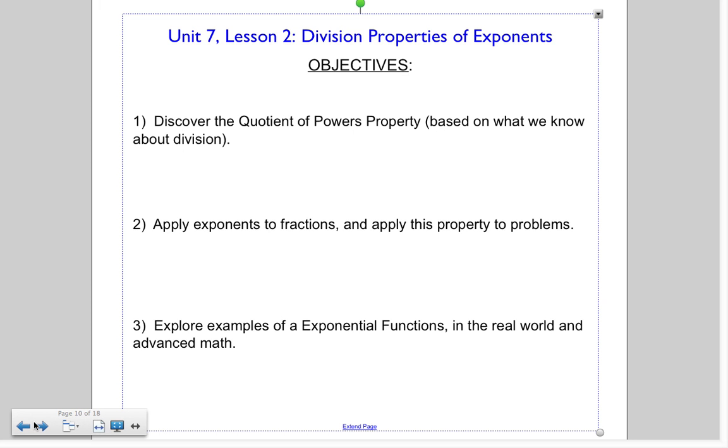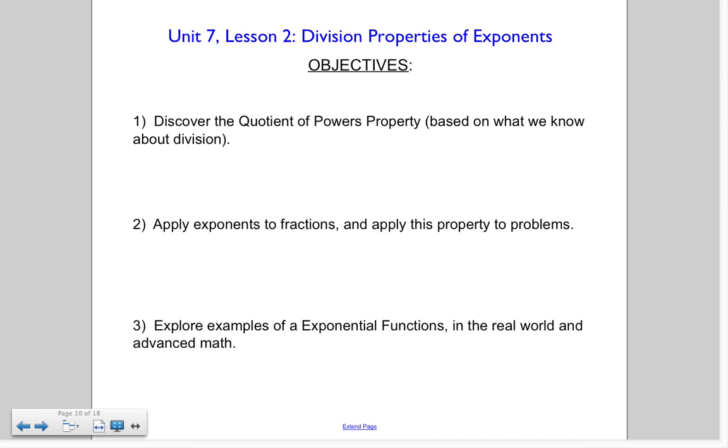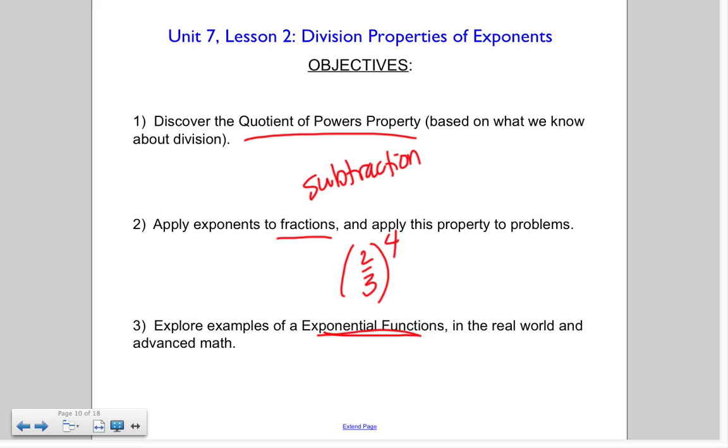Hopefully you are feeling good about our objectives. Discover the quotient of powers property. We talked about that. It has to do with subtraction, right? If they have the same base. We applied this to fractions. What if I have 2/3 to the 4th power? And then we did some fun little examples of science, real world, and some other fun explorations of exponential functions.